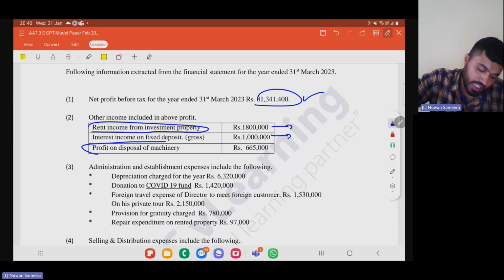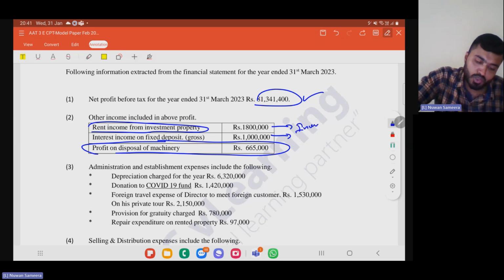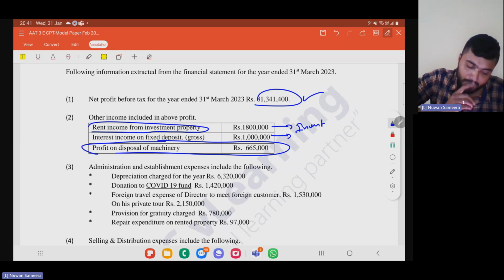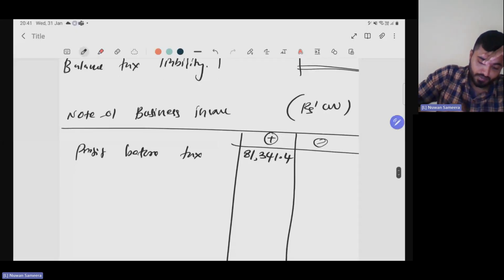Profit on the disposal of the machinery. Normally this is a business income, but we have to remove it because this is not the way to calculate the gain for tax purposes. This is the accounting profit. Therefore, you have to remove that accounting profit from the profit already calculated, and then you have to calculate the disposal gain or loss as per taxation. So we'll do that, right? Then we'll see how we can do that.